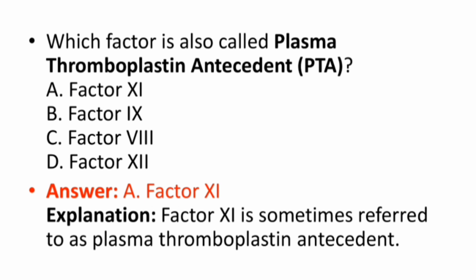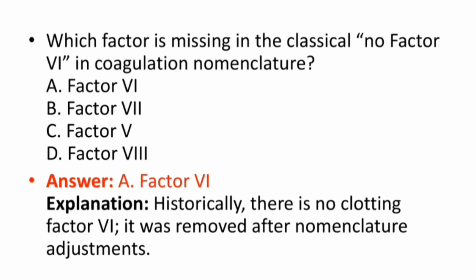Which factor is also called plasma thromboplastin antecedent, PTA? Option A, factor 11. Option B, factor 9. Option C, factor 8. Option D, factor 12. The correct answer is option A, factor 11. Factor 11 is sometimes referred to as plasma thromboplastin antecedent.